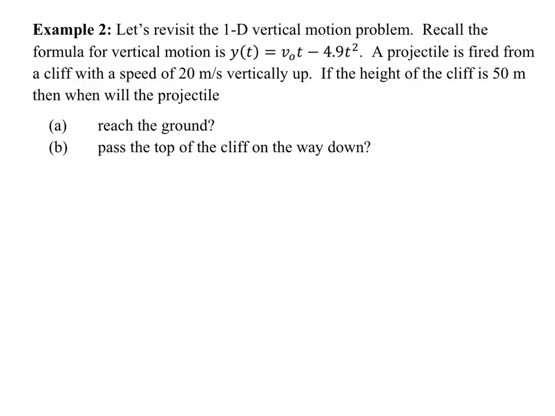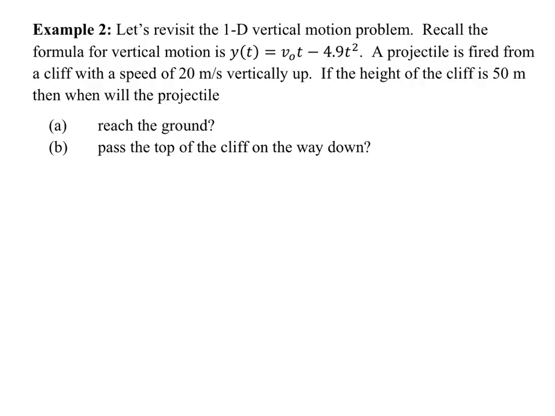So you toss it straight up, it comes back down, but it lands in the same spot it started, or somewhere higher, but it's moving only vertically. It's not moving horizontally. One dimension, vertical dimension. So recall the formula. V0t minus 4.9t squared. The projectile is fired with a given speed of 20 meters per second, vertically up. Okay, vertically up. If I called that a velocity, I would know it's up. But because speed doesn't indicate direction, I'm saying up so you know.